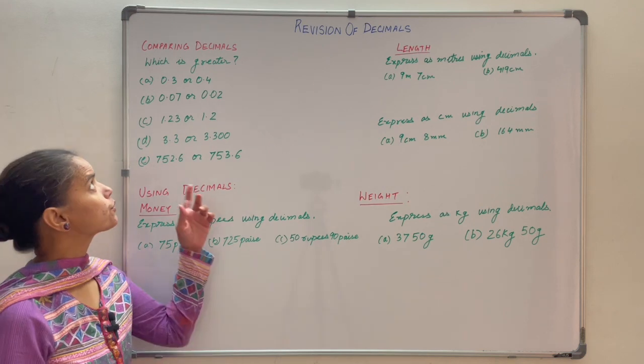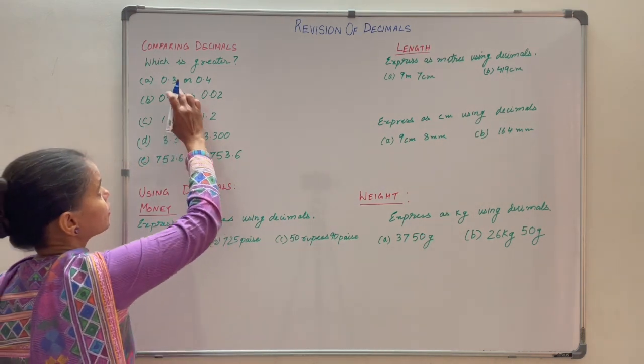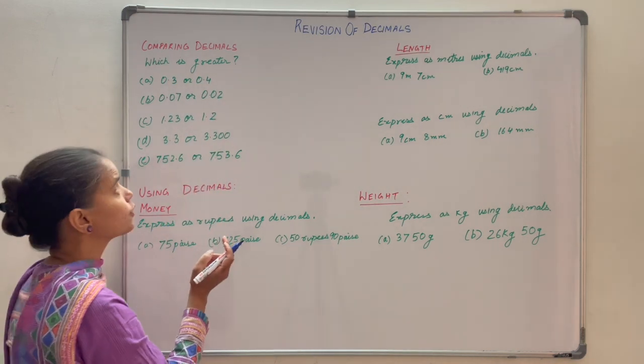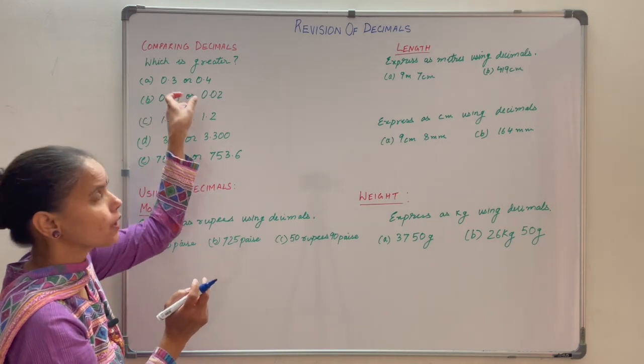Let us now see how to compare decimal numbers. So which is greater, 0.3 or 0.4? So first you need to check the whole part. Here the whole part is the same, 0 and 0.